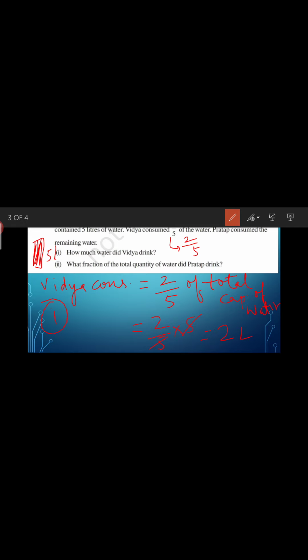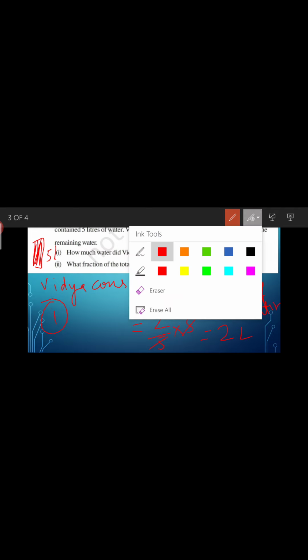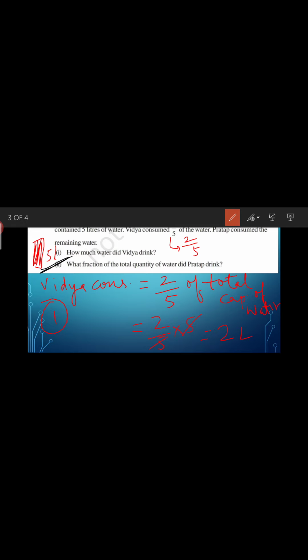If you have any doubt, I am repeating it once again. Total water we had was 5 liter. Now Vidya consumed 2 upon 5 of total capacity of water. जितना total capacity था पानी का उसमें से उसने 2 upon 5 part ले लिया. So total capacity कितना था? 5. So we can write it as 2 upon 5 of 5. Now in this step we have replaced of by multiplication sign. Okay, now your denominator is 5 and here the value is also 5, so 5 and 5 will cancel out. What is remaining? That is 2 liter. So 2 liter is the water that Vidya consumed.